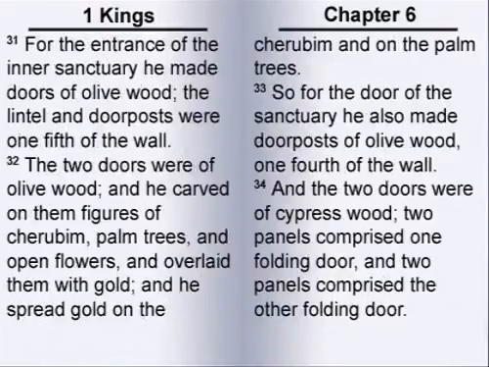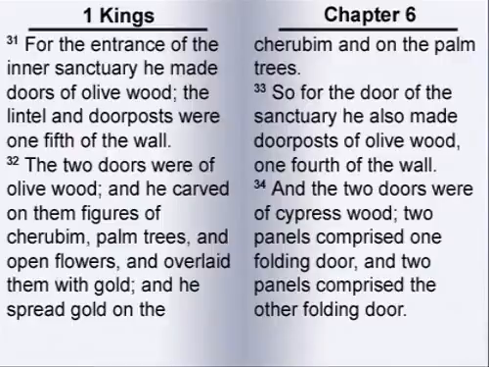For the entrance of the inner sanctuary he made doors of olive wood. The lintel and doorposts were 1/5 of the wall. The 2 doors were of olive wood, and he carved on them figures of cherubim, palm trees, and open flowers, and overlaid them with gold. And he spread gold on the cherubim and on the palm trees.